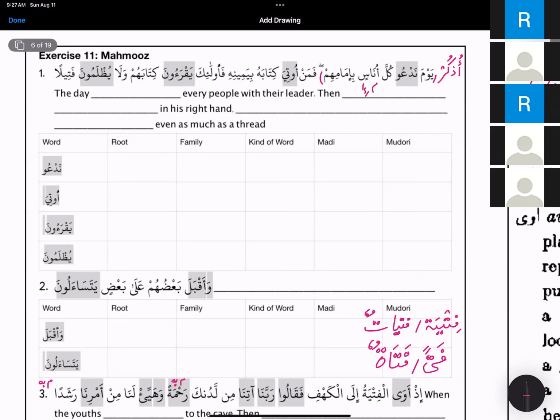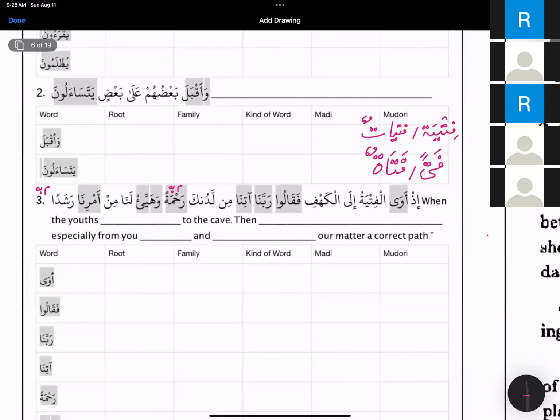So this is the Tarkib. Today, instead of Sarf class, we have Nahw class. That's good. So faman utiya kitabahu. Now, I want to show you guys that if the jumla is coming as a mudaf ilayhi fi mahalli jar, because yawma is zarf over here. Okay, then we have the next example.